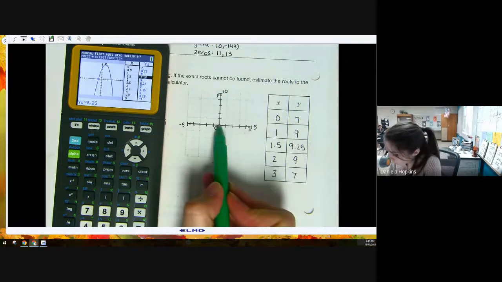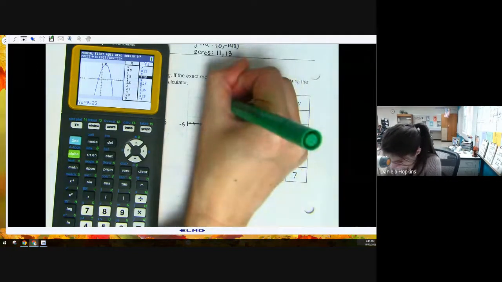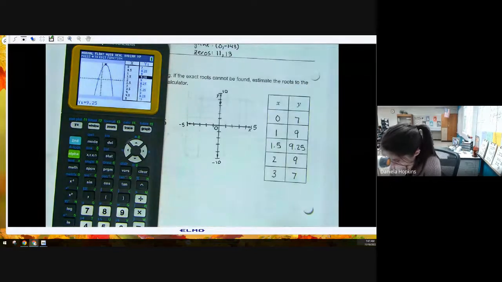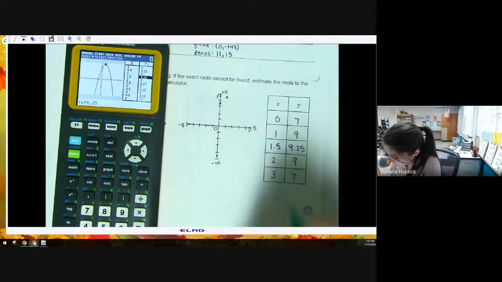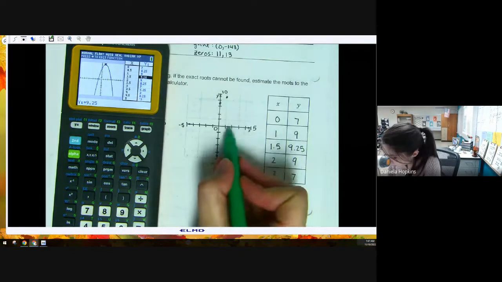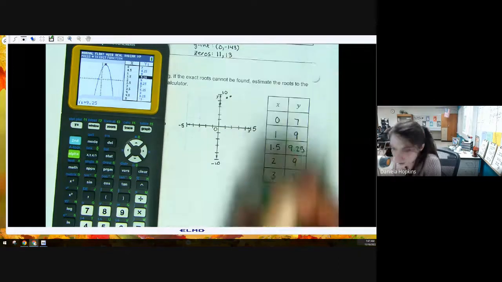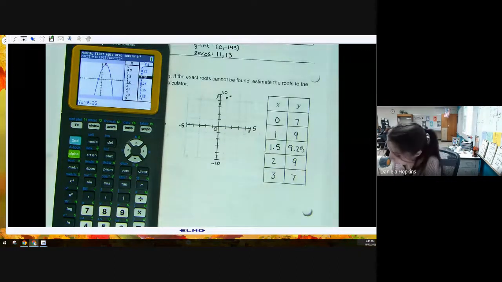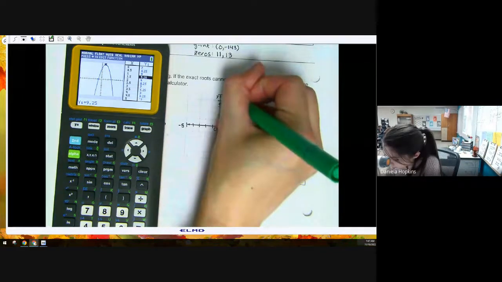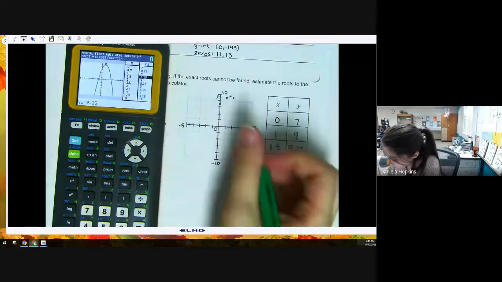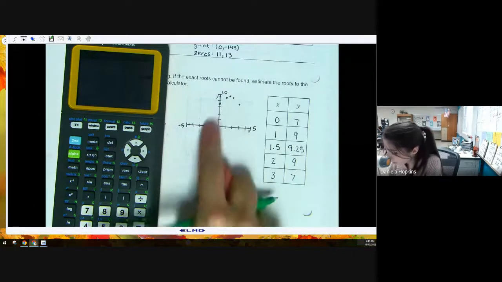So at x equals 0, we're at 7. So 2, 4, 6, 7. At x equals 1, I'm at 9. At 1.5, so like right here, I'm at 9.25, so a little bit above that. At 2, I'm at 9. And at 3, I'm back to 7. All right, really not enough points to get me down to my x-axis.